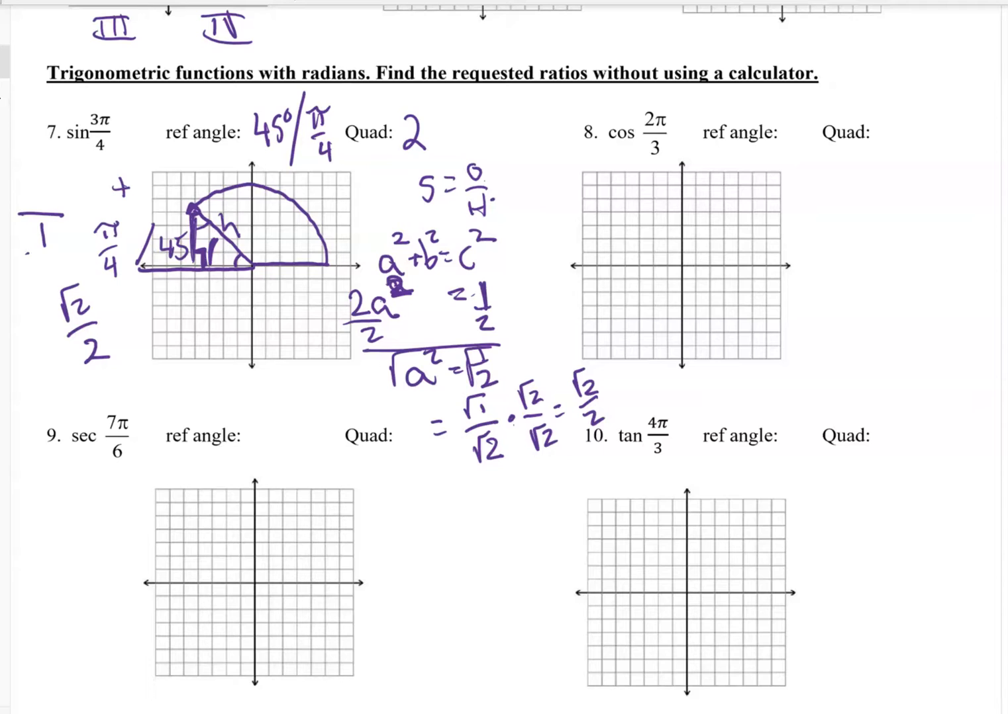Cosine 2 pi over 3, 2/3 of the way to pi. So 180 degrees in pi, 2/3 of the way there. Moves me 120 degrees around and leaves me with a 60-degree reference angle.